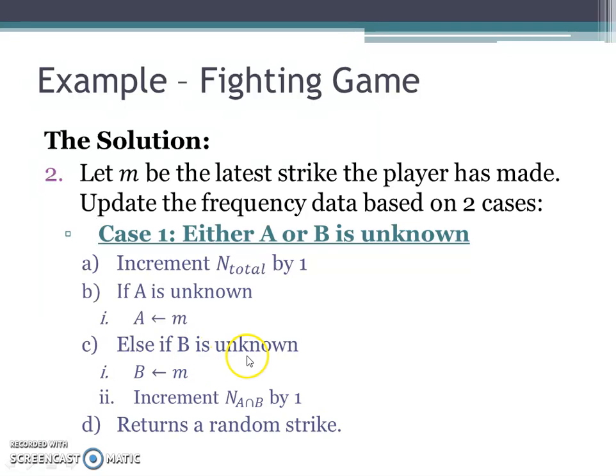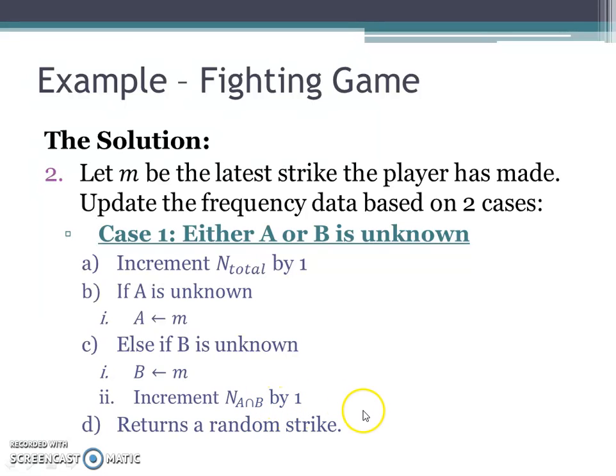Now in the case where B is unknown, this means that you already have at least one strike that you have observed previously, and you have stored it in A. Now if the latest strike M that the player has made is the second strike, then you want to assign that to B. And what you do next is you want to increment n A intersect B by 1. The reason for doing this is because we already know what is the first strike and what's the second strike. Therefore, we will be able to increase the number of occurrences for A and B.